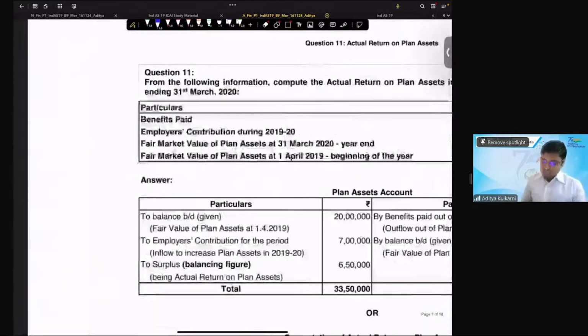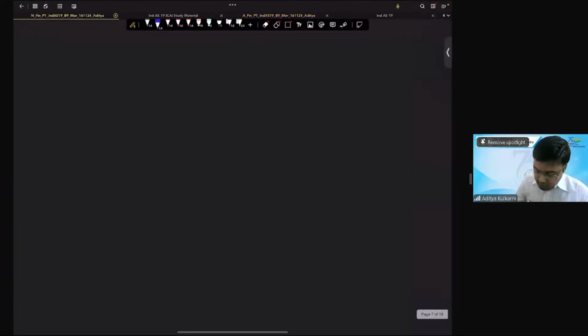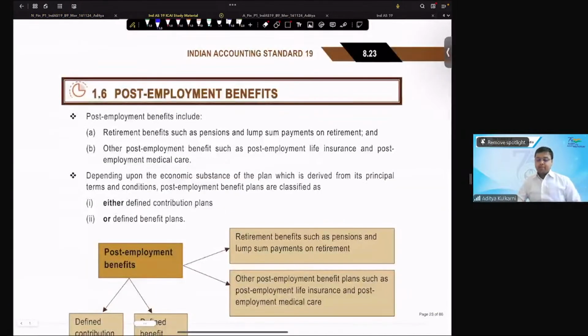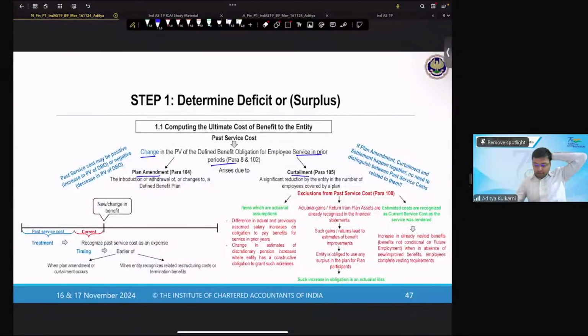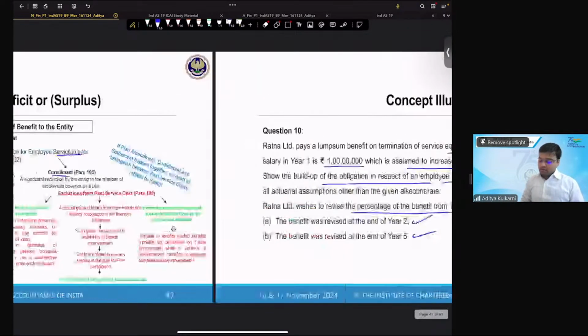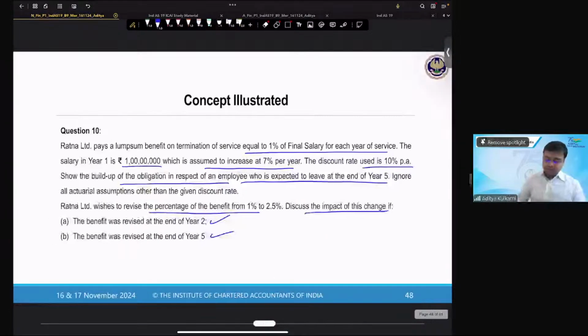Yes, sir. So we call this the past service cost. Why past service cost? There is some plan amendment or plan curtailment that has happened, and because of that, a significant reduction by the entity in the number of employees covered by a plan. So that takes care of this one. This question also is done.